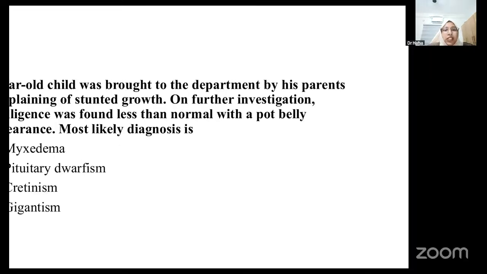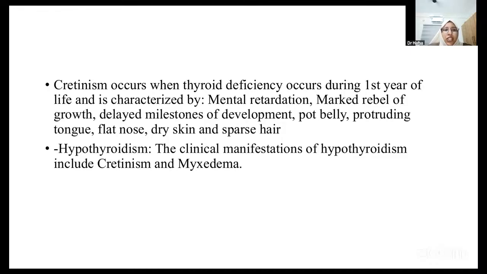So let us go into the explanation, then you understand. Cretinism occurs when thyroid deficiency occurs in the first year of life and is characterized by mental retardation, marked growth retardation, delayed milestones of development, pot belly, protruding tongue, flat nose, dry skin, and sparse hair.